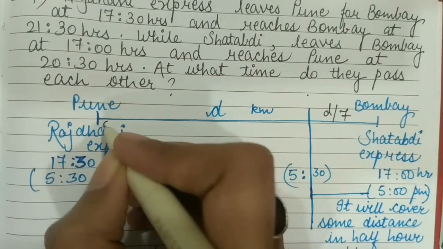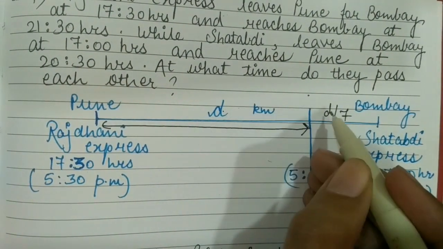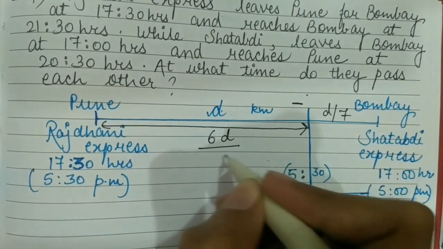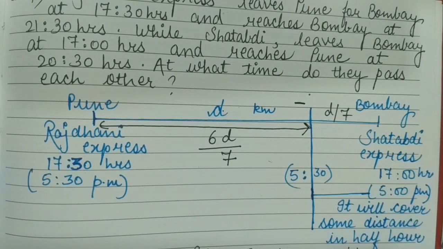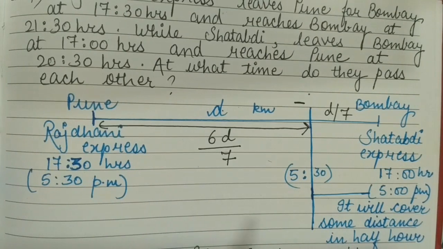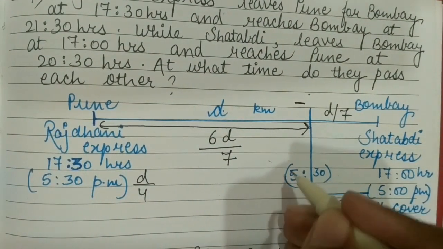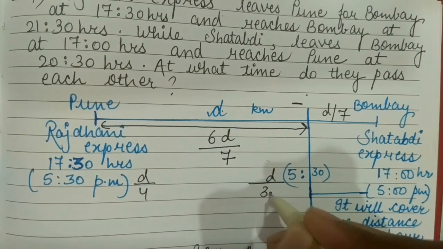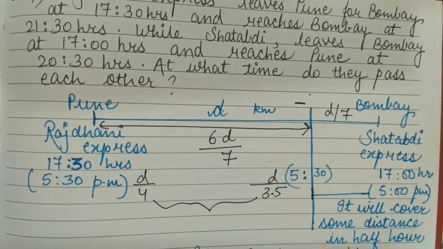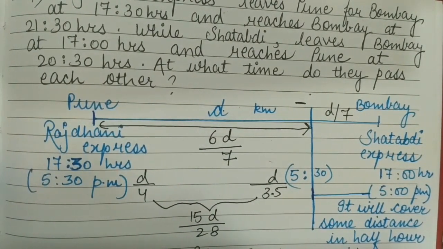The distance that is left or still to be covered will be d minus d by 7, that will be 6d upon 7. Since both the trains are traveling in opposite directions, the relative speed adds up. The speed of Rajdhani was d by 4, the speed of Shatabdi was d upon 3.5. Adding these both will give us 15d upon 28.